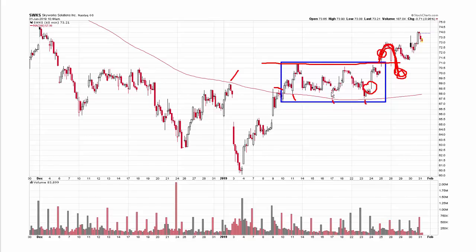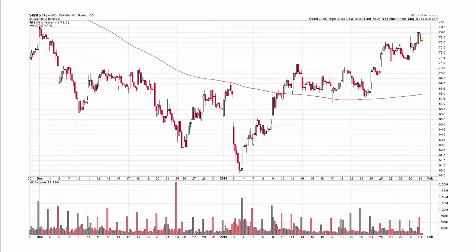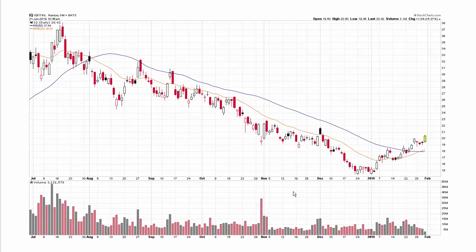Notice the pattern setting up, and then there was a way to get into the stock within the pattern, and so far so good. The stock's up. Today is down a little bit, but it's up overall. All right, next chart. So here's IQ.